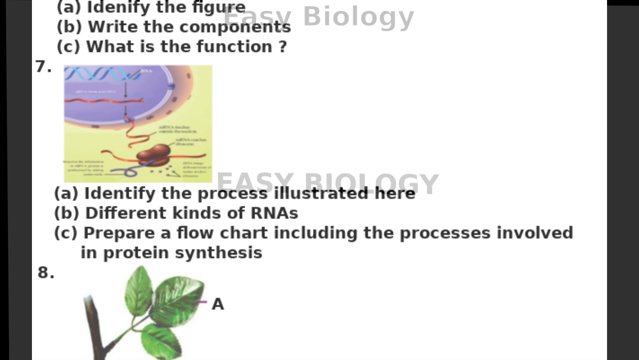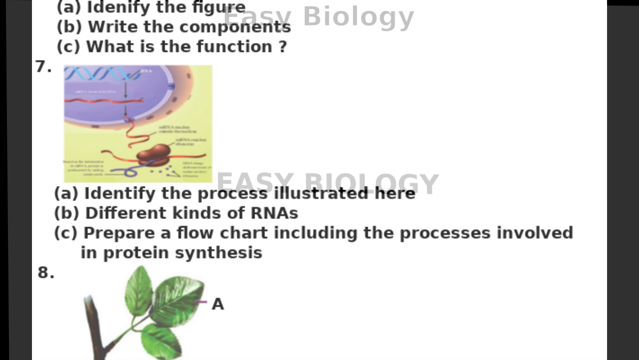mRNA is the messenger of DNA. It is called messenger RNA or mRNA. The second one is tRNA, that is transfer RNA. They carry amino acids to the ribosome. And the third type of RNA is known as rRNA. They are ribosomal RNA. They are associated with ribosomes.